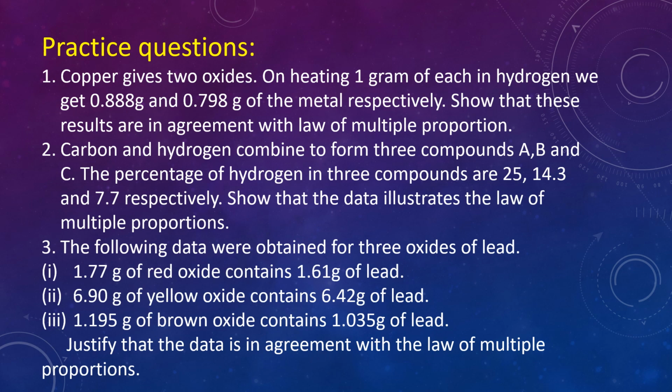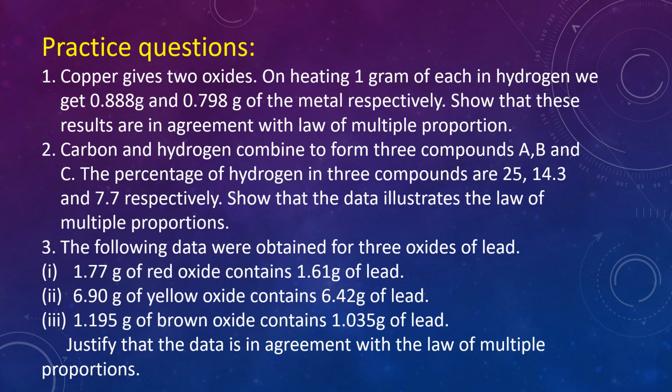Now practice question. Copper gives two oxides. On heating 1 gram of each in hydrogen, we get 0.888 gram and 0.798 gram of metal, that is copper, respectively. Show that these results are in agreement with the law of multiple proportion. Now I am giving you a hint. Here the mass of copper is 0.888 gram. So you will get the mass of oxygen by subtracting the mass of copper from 1. Similarly, in second you will subtract 0.798 from 1 and you will get the mass of oxygen in two cases. Now you keep the mass of one element fixed.